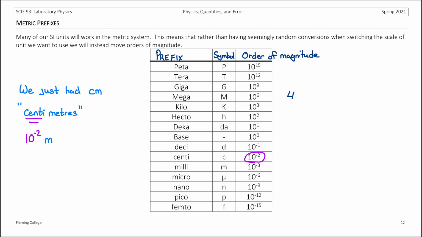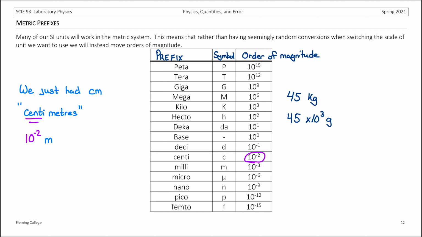Let's look at another example. If we have 45 kilograms, we have the symbol kilo or K attached to the base unit of a gram. If we replace the kilo with its order of magnitude of 10 to the 3, that means 45 kilograms is equal to 45 times 10 to the 3 grams, or 45,000 grams.